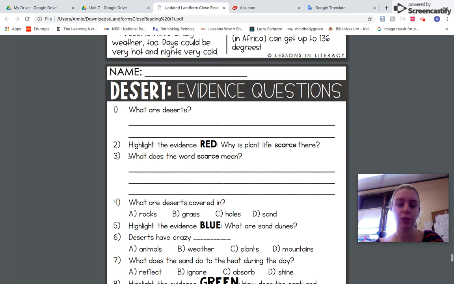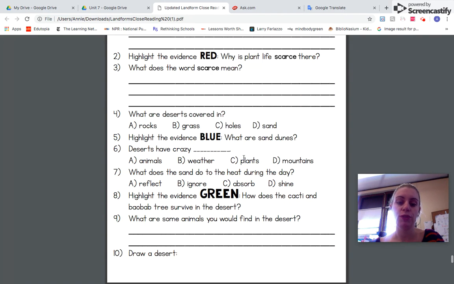Look at number 3. What does the word scarce mean? Remember, it means not a lot. So if you restate, the word scarce means not a lot. Everyone write that. Pause and write that.